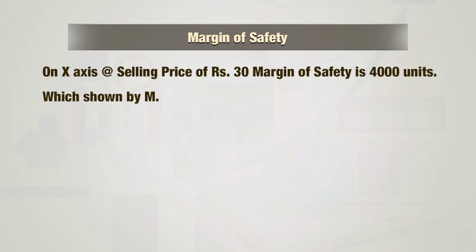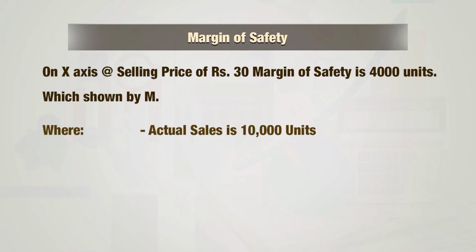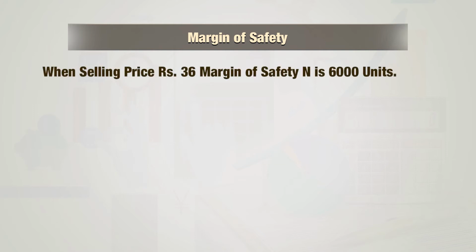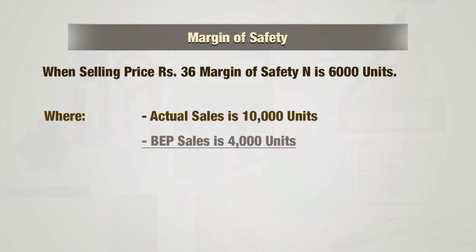On the x-axis, at selling price of rupees 30, margin of safety is 4,000 units, shown by M, where actual sales is 10,000 units and break-even point sales is 6,000 units. So, margin of safety is 4,000 units. When selling price is 36, actual sales 10,000 units, break-even point sales 4,000 units, margin of safety is 6,000 units.